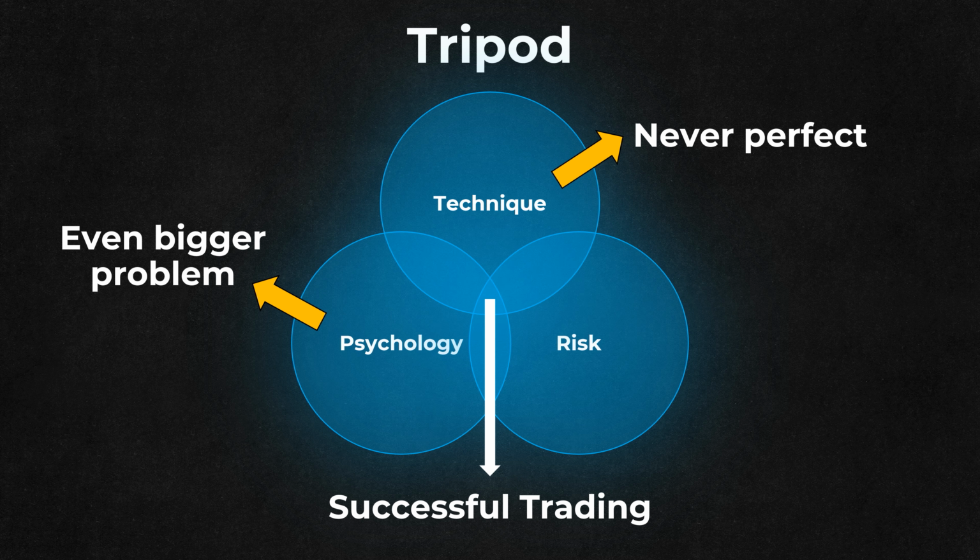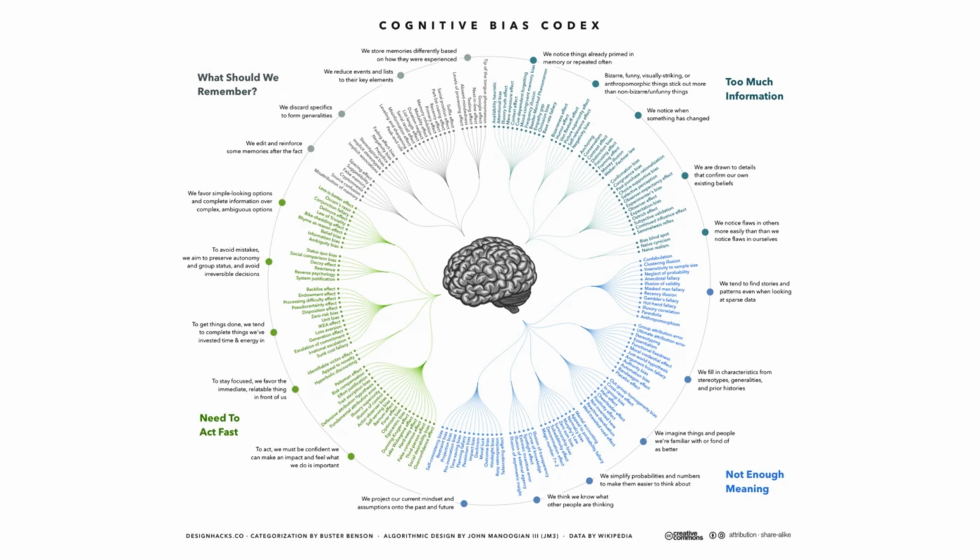Just so you can have an idea about how deep this problem is, in this image, we have what's called a cognitive bias codex. Each one of these lines is a cognitive bias we all have. Cognitive biases are basically patterns of thinking that deviate us from what is rational. These are the things steering your behavior without you even realizing it in most cases. You cannot eliminate biases in trading just like you cannot eliminate risk. You can only manage them.